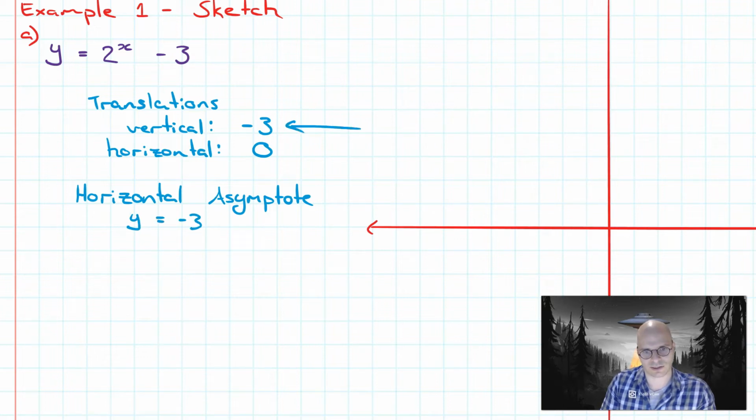Characterized by this translation over here. So this vertical translation corresponds to the value of our y asymptote. Now, y asymptote being a horizontal line in this case, which I'll explain as we're graphing. Now, next step is we need to find the y-intercept of this guy over here.